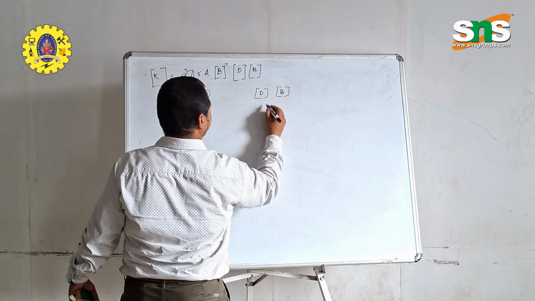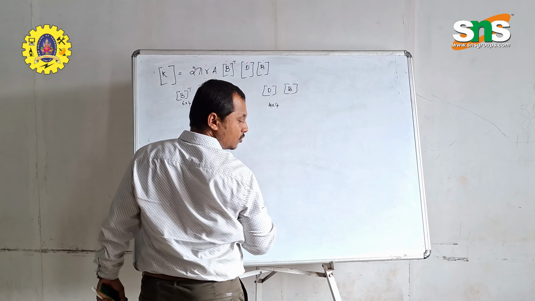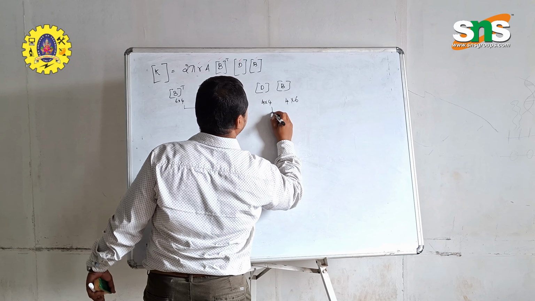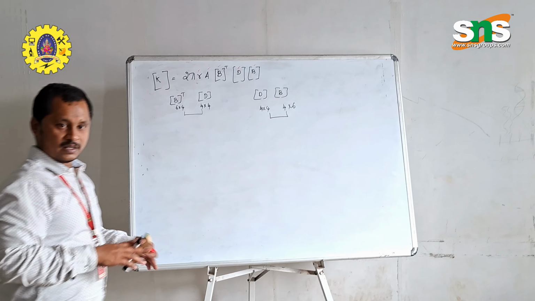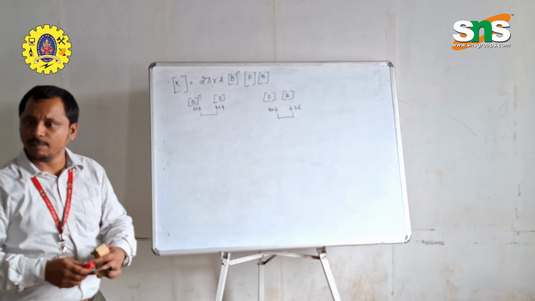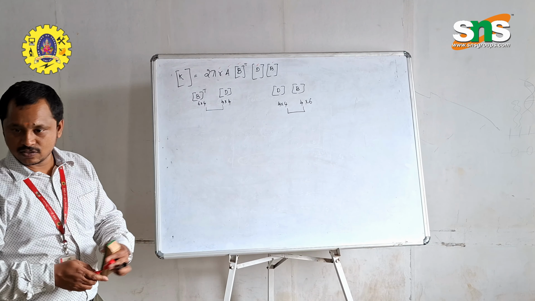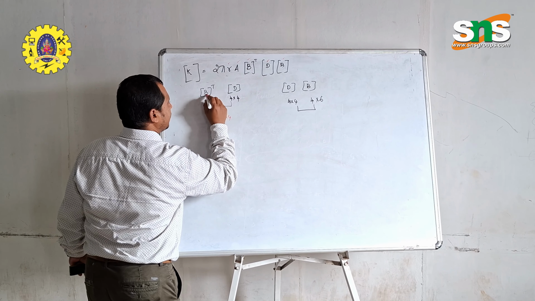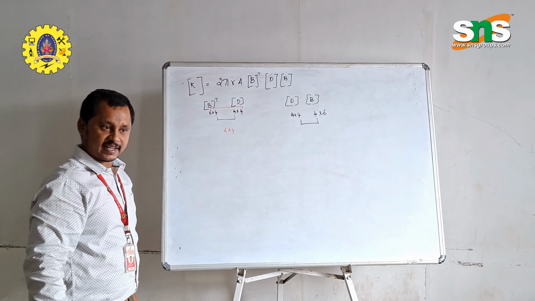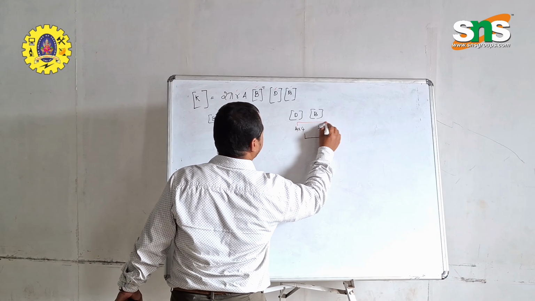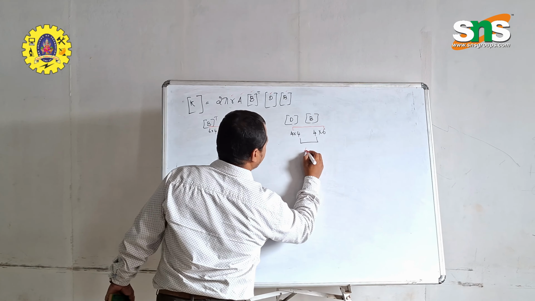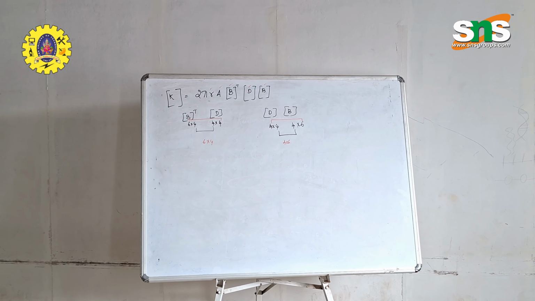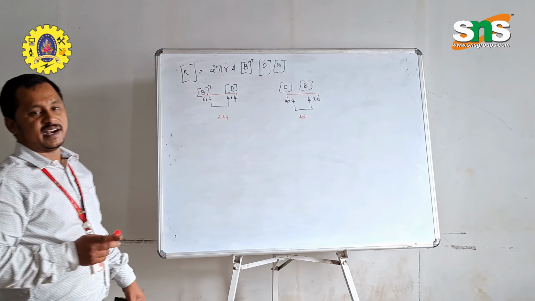How? What is the size of the D matrix? 4 cross 4. What is the size of the B matrix? It is 4 cross 6. The internal values are the same, so the matrices can be multiplied. What is the product of these matrices? 6 cross 4. So this will be the product of these matrices. Similarly, this one will be a 4 cross 6. In this order only we have to multiply the matrices.